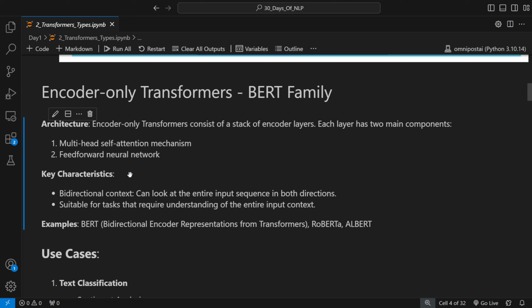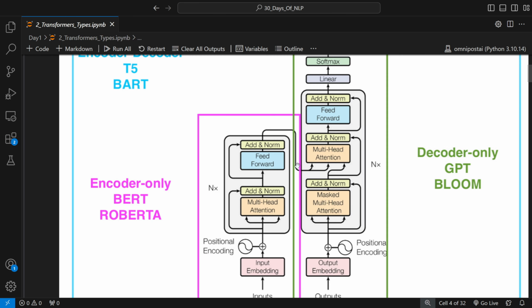The key characteristic here is that you will have a bidirectional context, and how that works, we'll see later. So it can look at the entire input sequence in both directions. So it suits tasks that require understanding of the entire context. What does this mean? We will not go into detail with encoder only, because our aim is to understand LLMs in this course. So first I'll give you a walkthrough of how this BERT model is trained.